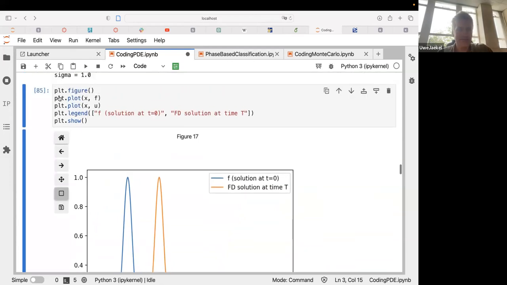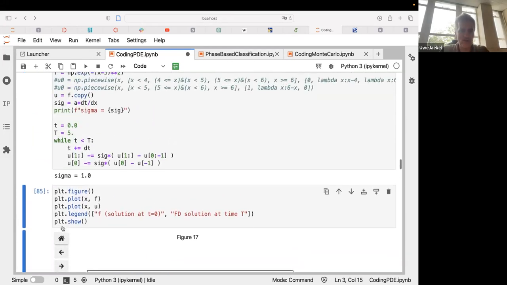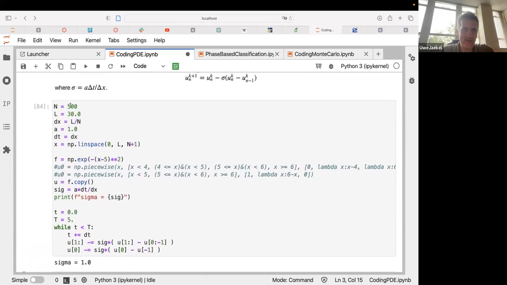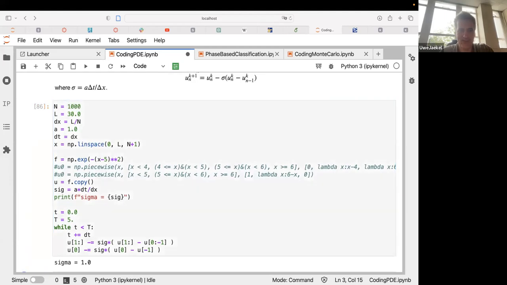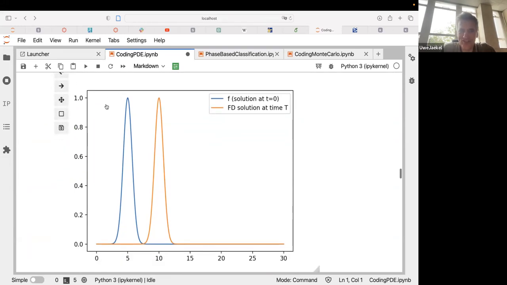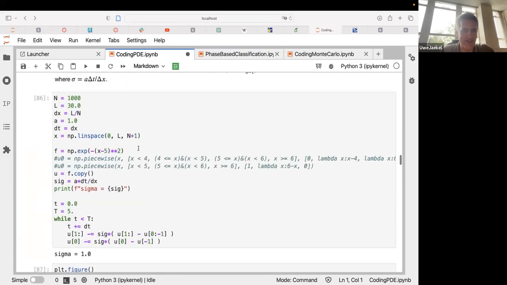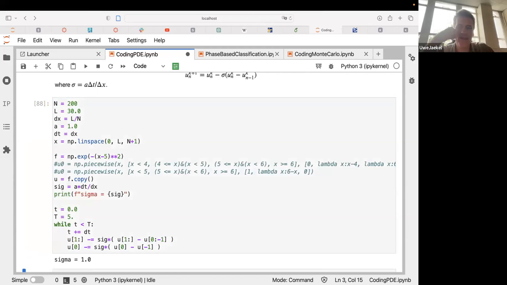The tendency is, the smaller we make delta x, the better the solution will be. But of course, for this case, we don't see much of a difference. Let me go back to 200 in order to demonstrate a few things later.